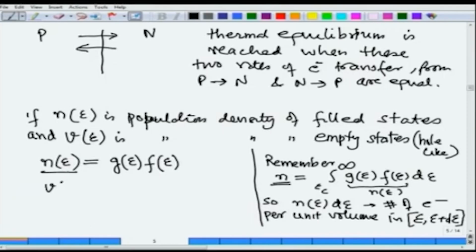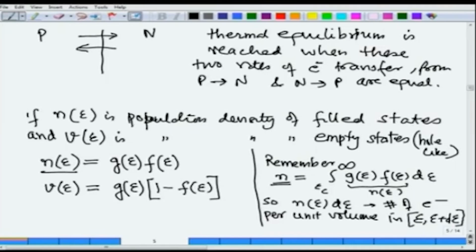Similarly, v of E we will write as the same density of states multiplied by the probability of not finding an electron. Since f of E is the probability of finding electrons, 1 minus f of E is the probability of finding holes, or not finding electrons. So, this is what these two quantities would be.